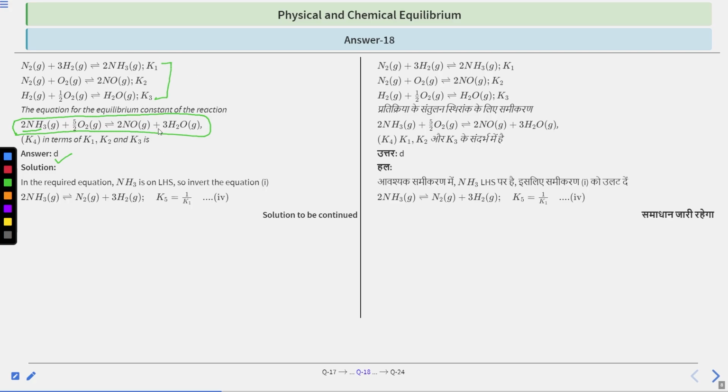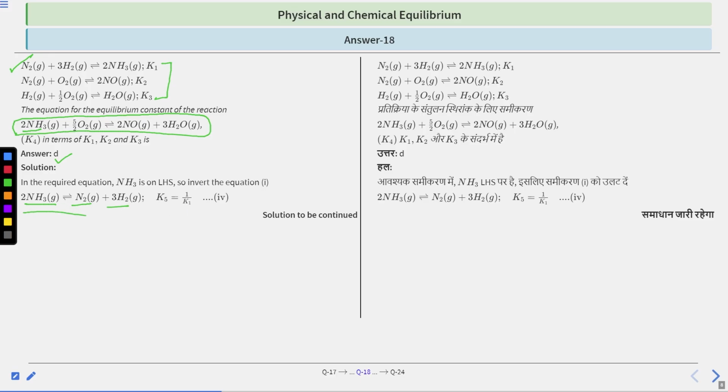So to get this final reaction, as you can see, NH3 is on the left hand side. So we invert this first equation here, so NH3 will come on the left hand side. It will become 2NH3 gives N2 plus 3H2. And the K1 will become inverse, like K5 will become equal to 1 upon K1.